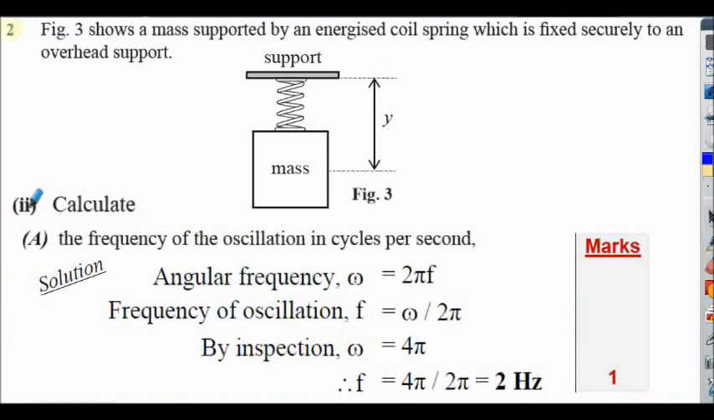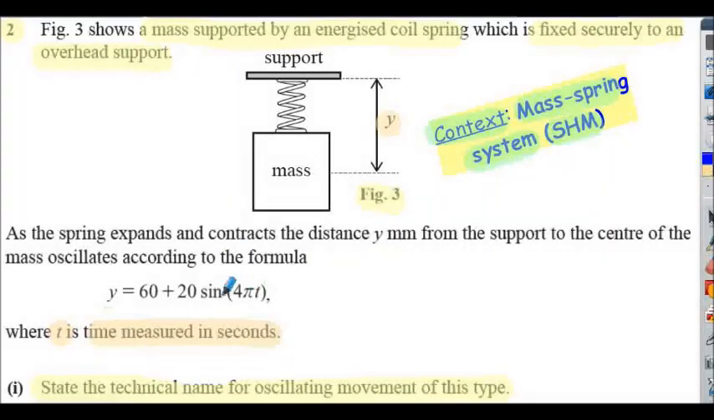So question 2, part 2, subpart A. I've transposed the equation from omega equal to 2 pi f for frequency, and I've evaluated the frequency. Note that the omega value of 4 pi is extracted from the equation given in the question. This is sine of omega t in our bracket, and the omega is 4 pi.